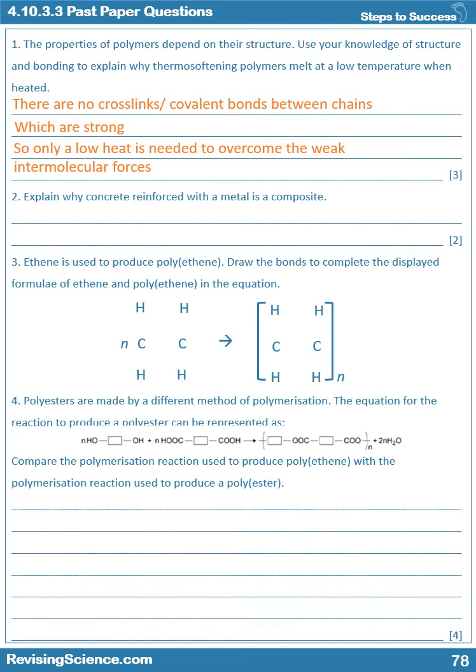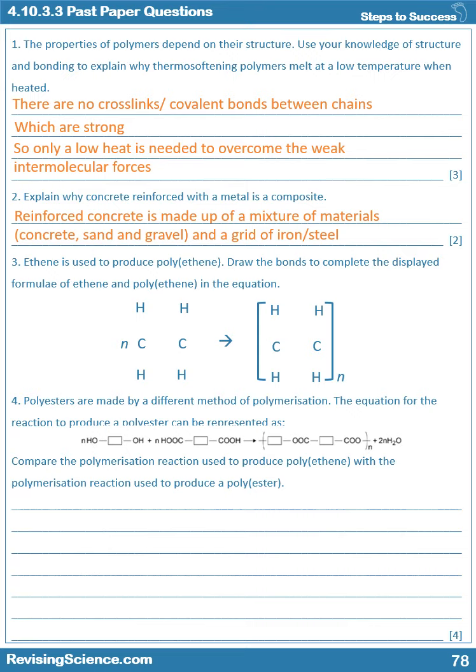Question 2. Explain why concrete reinforced with a metal is a composite. A composite is a mixture of materials. Reinforced concrete is made up of a mixture of materials, concrete, sand and gravel, combined with a grid of iron or steel.